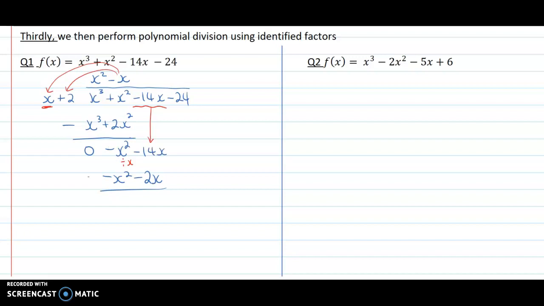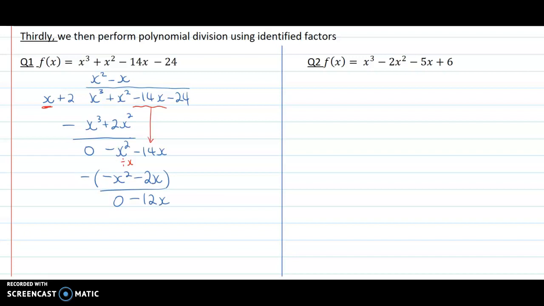I rule it off, and I can't forget to bring down this guy up here to the party, and I do my subtraction. So x squared minus x squared, so remember that will turn into a plus. So I've got negative x squared plus x squared, which will give me 0. Then I've got minus 14x minus 2x. So in fact it's saying minus 14x plus 2x will give me minus 12x.